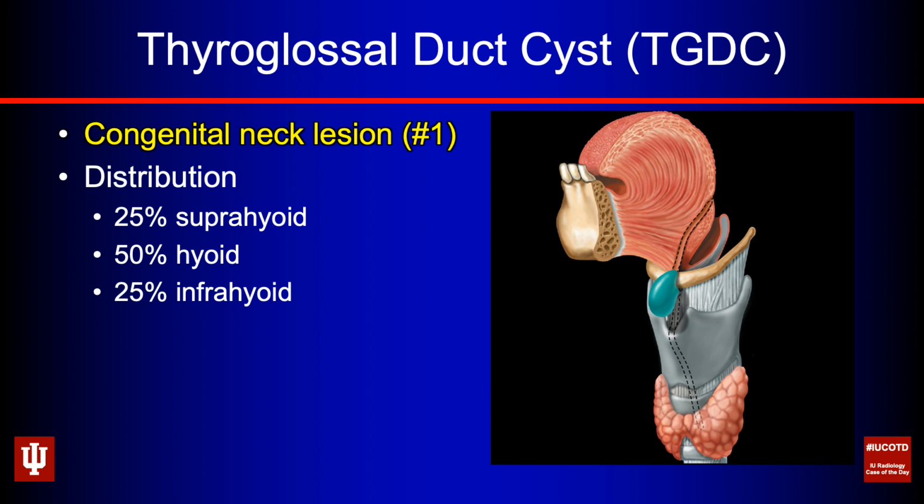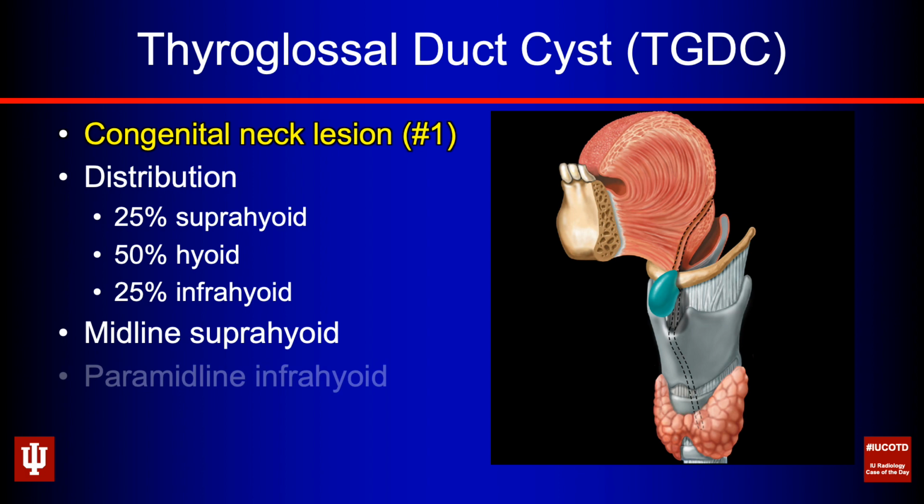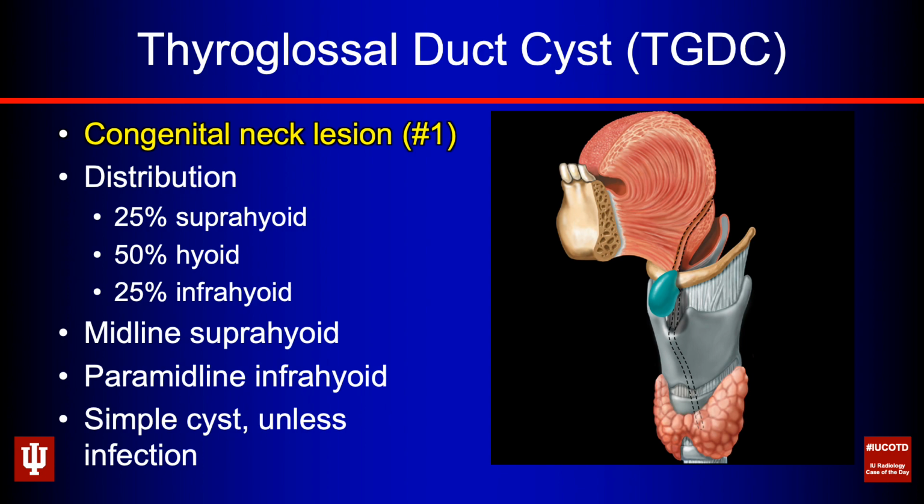And when they're in the infrahyoid neck, they sort of fan out paramidline, following the expected location of the thyroid lobe. So again, in the suprahyoid neck, you find these at midline, going from the foramen cecum at the base of the tongue all the way down to the hyoid bone. And in the infrahyoid neck, these are paramidline in location. These look like simple cysts unless they're infected or inflamed.